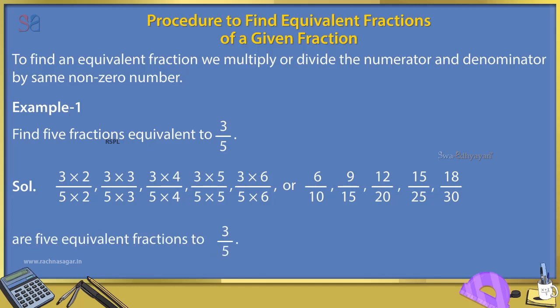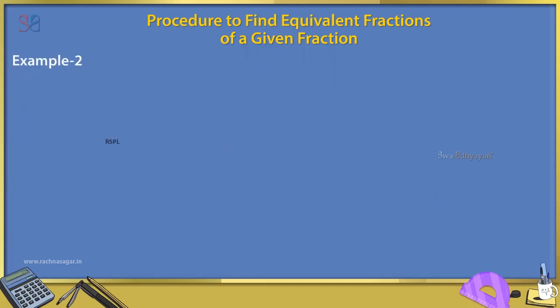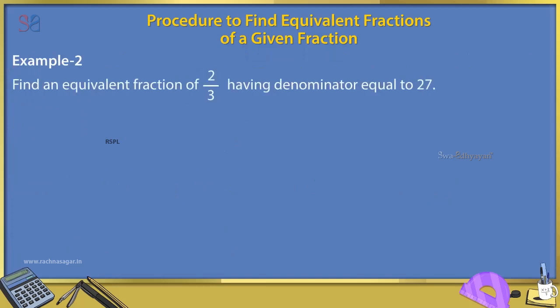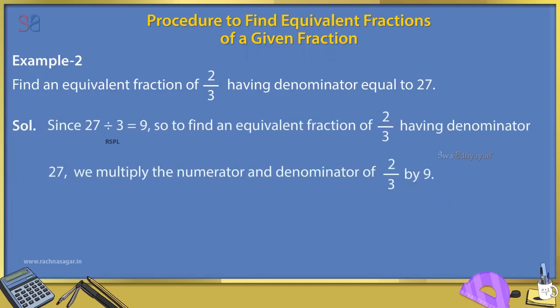are 5 equivalent fractions to 3 by 5. Example 2. Find an equivalent fraction of 2 by 3 having denominator equal to 27. Solution. Since 27 divided by 3 is equal to 9, to find an equivalent fraction of 2 by 3 having denominator 27, we multiply the numerator and denominator of 2 by 3 by 9. Therefore, 2 by 3 is equal to 2 into 9 by 3 into 9, which is equal to 18 by 27.